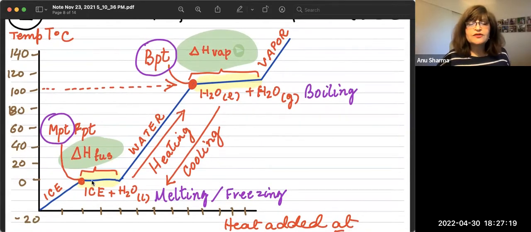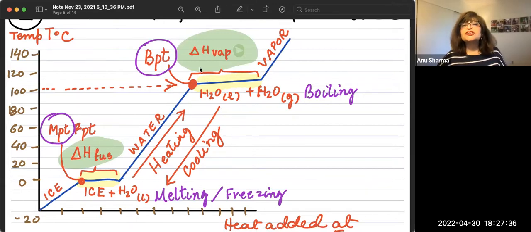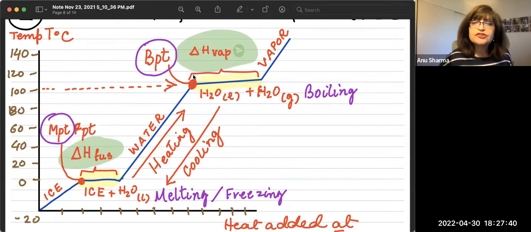Now, what are these plateaus? Plateaus are the amount of heat that is absorbed. So in this case, this is the heat of fusion. Heat of fusion is the heat that is needed to convert the solid to a liquid state. Now, what is this? Delta H vap here. This is the heat of vaporization. That is the amount of heat that is needed to convert the liquid to a gaseous or vaporized state.